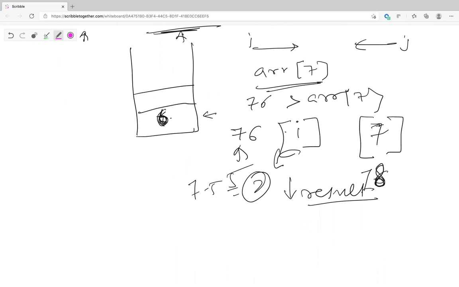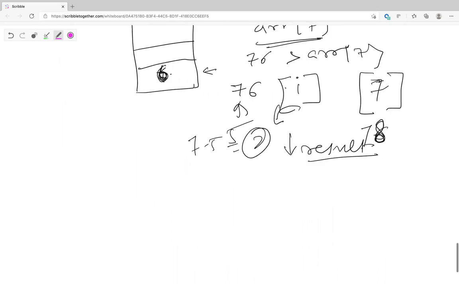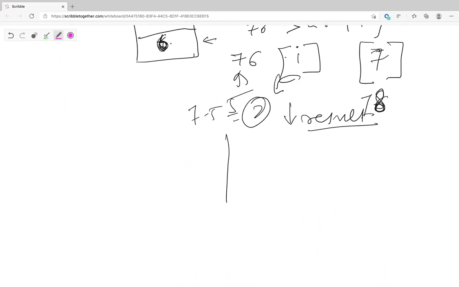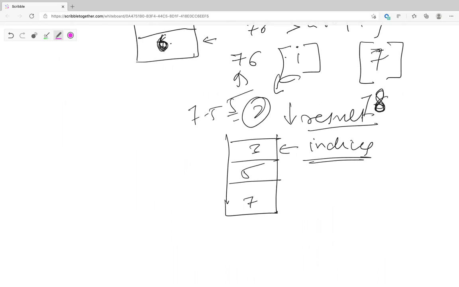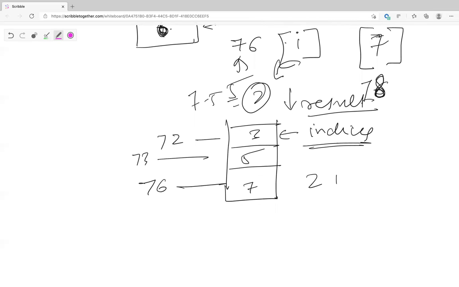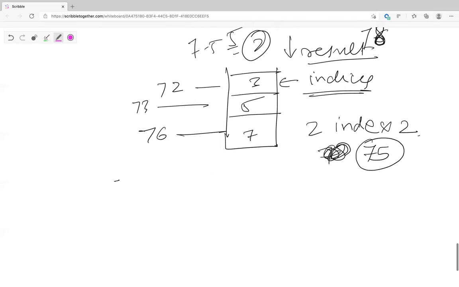Can you explain again? Okay. Let's say this is your stack, and this is 7, this is 5, this is 3, and these are the indices. Let's say this is 72, this is 73, this is 76. Now let's say we are at index 2, and we got a 75.